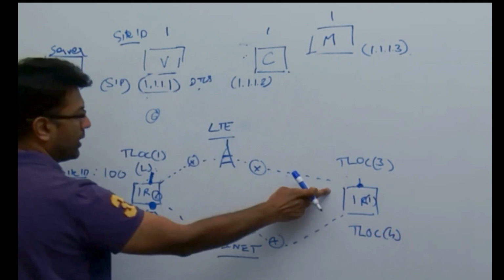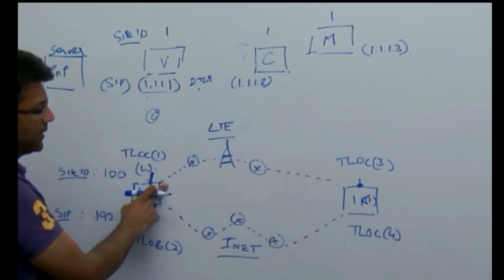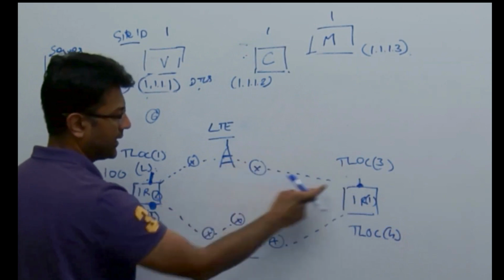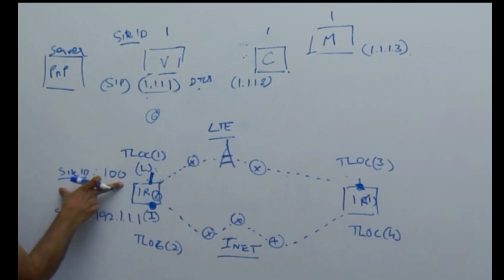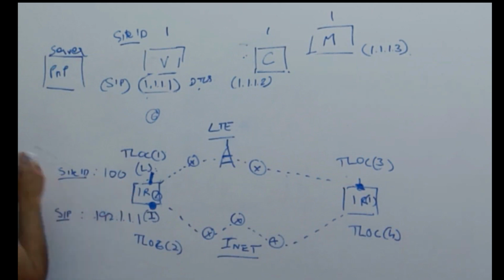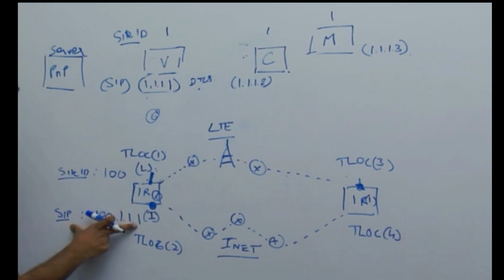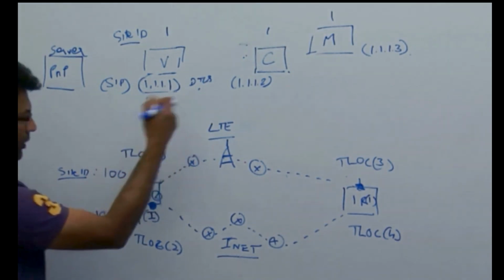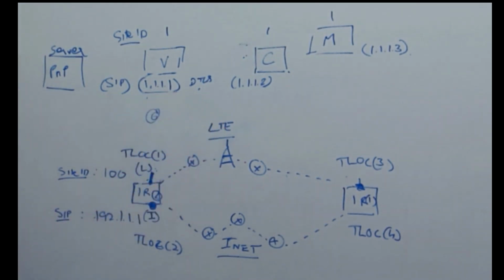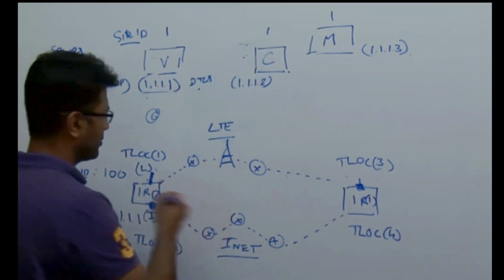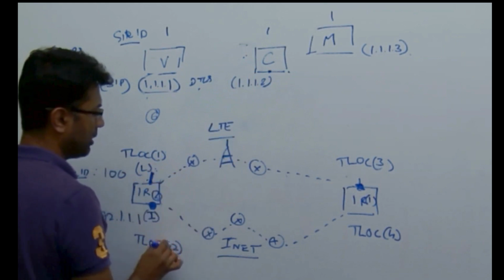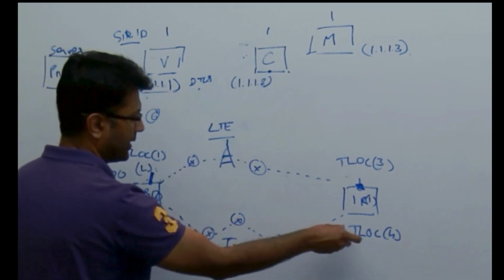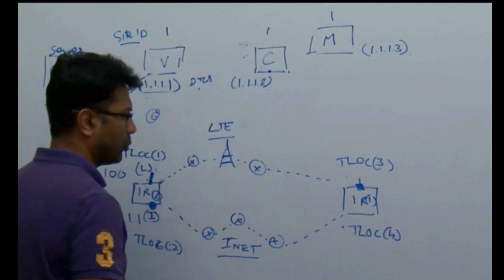So for IR1 to reach T-lock 1, it knows it has to go out of T-lock 3. And T-lock, again, reminding you, is nothing but a combination of the system IP, encapsulation, which is IPsec, and the interface label, which is LTE, or we call that the color in the context of SD-WAN. So it knows how to get to IR2 because the controller has advertised all of these T-locks to the IR1 edge device.